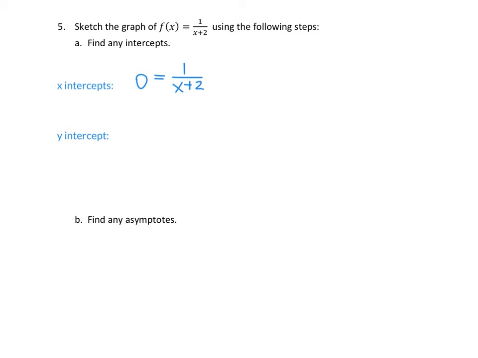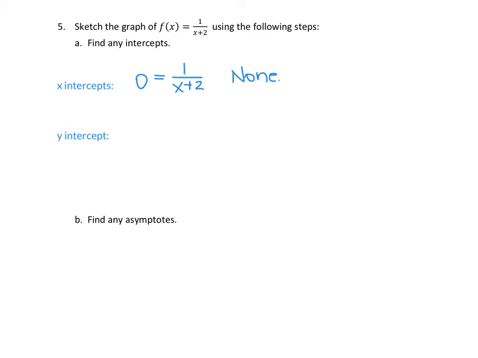Well, in order for the function to equal 0, because it's a fraction, it's a ratio, the numerator needs to equal 0. So when is the numerator 0? Well, the numerator is 1, so the numerator is never going to equal 0. So therefore, there are no x-intercepts.